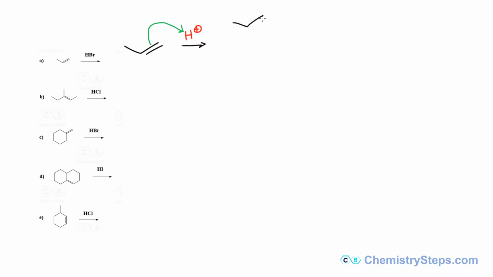You're going to have two possibilities here. One of them would be placing the hydrogen on this terminal site, and if we do that, now this is going to be positively charged. The second possibility is if you put the H in the middle, and in that case, now this is going to be positively charged. Out of these two, the one that is more stable is going to be formed. Notice that this is a primary carbocation and this is a secondary carbocation. If you remember, more substituted carbocations are more stable. So in this case, this secondary carbocation is going to be formed.